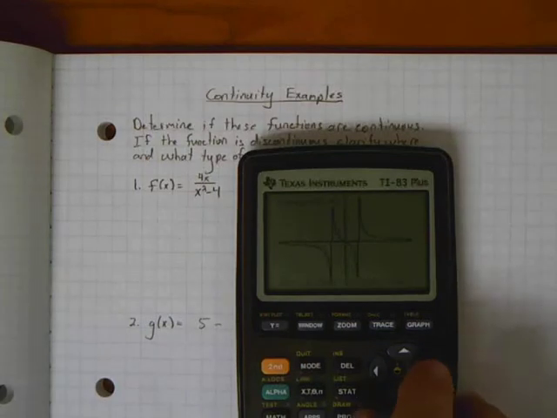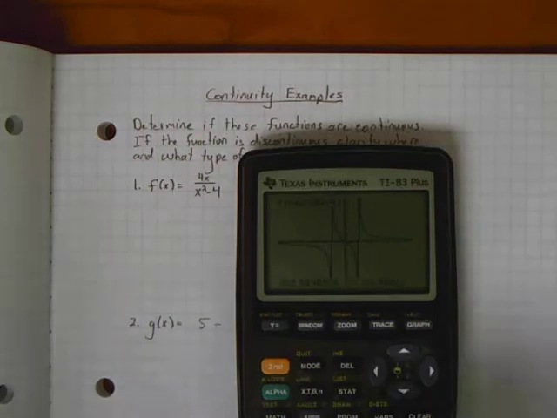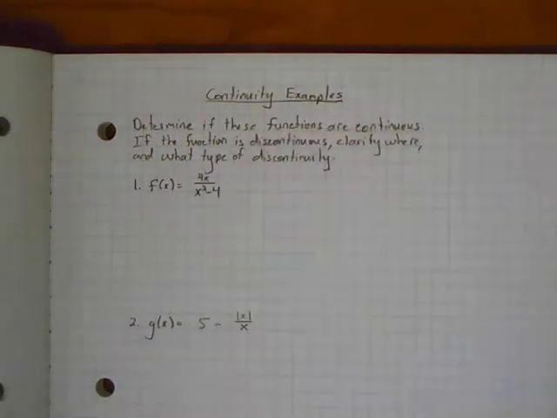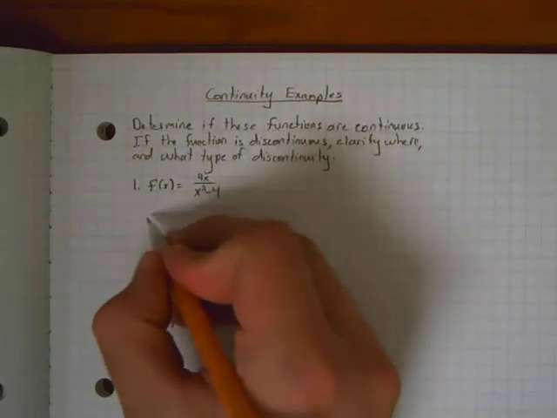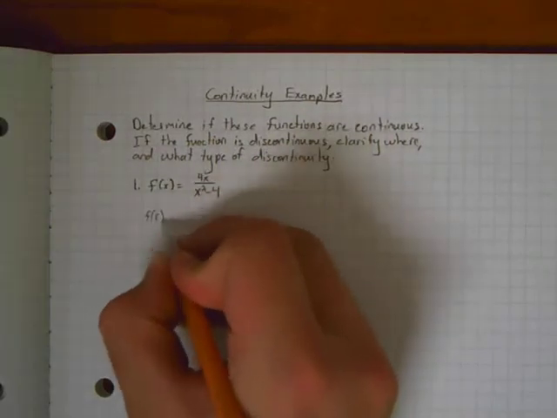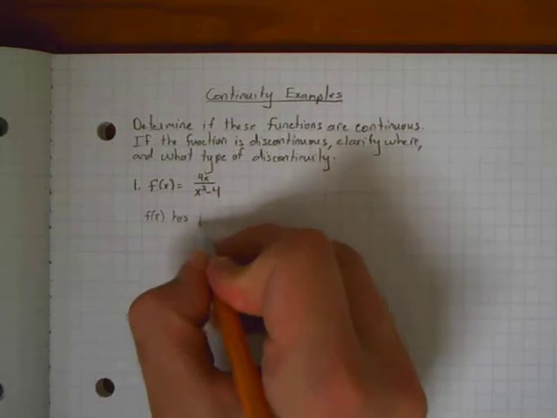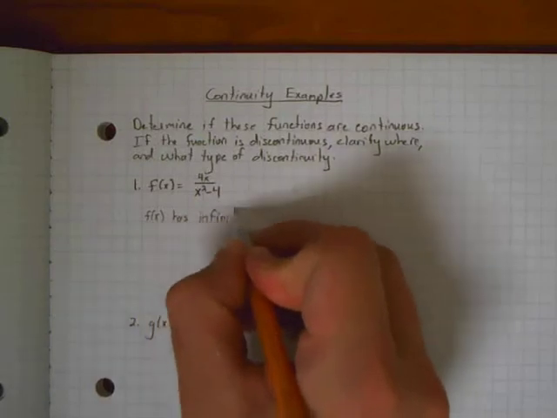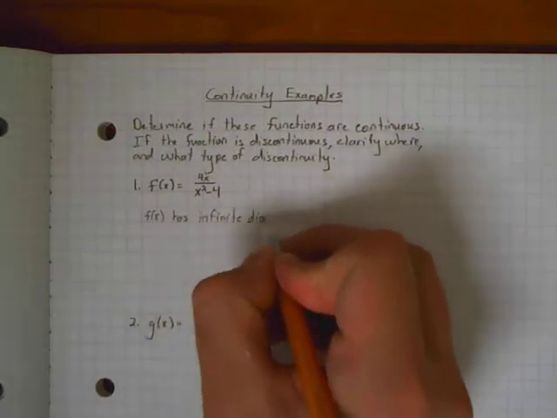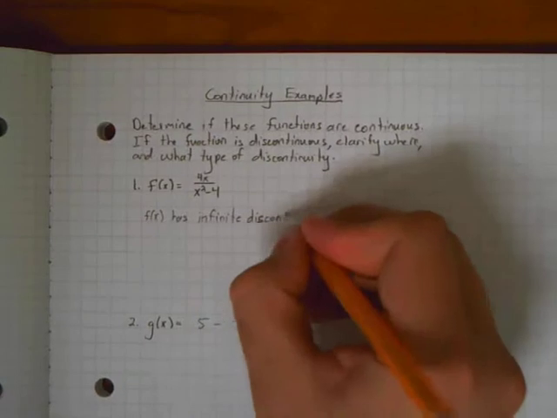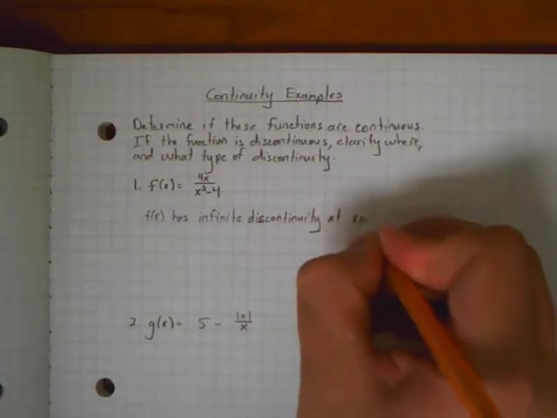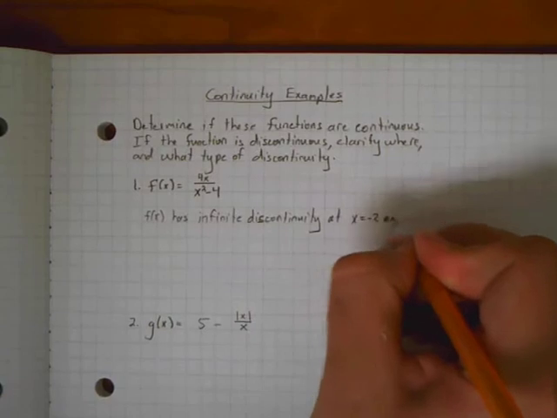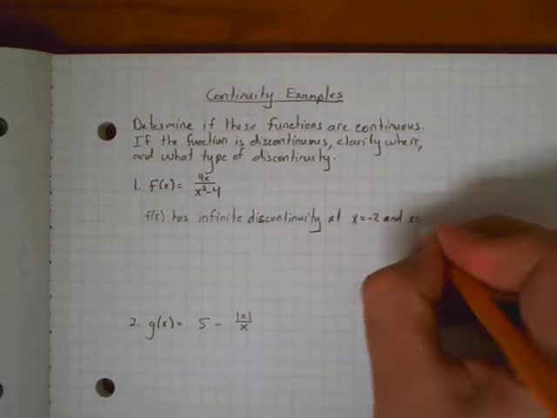You can arrow over and see where the positive asymptote is going to be, and this one's going to be at 2. So your two values where it's discontinuous are x equals 2 and negative 2. So we can say that f of x has infinite discontinuity at x equals negative 2 and x equals 2.